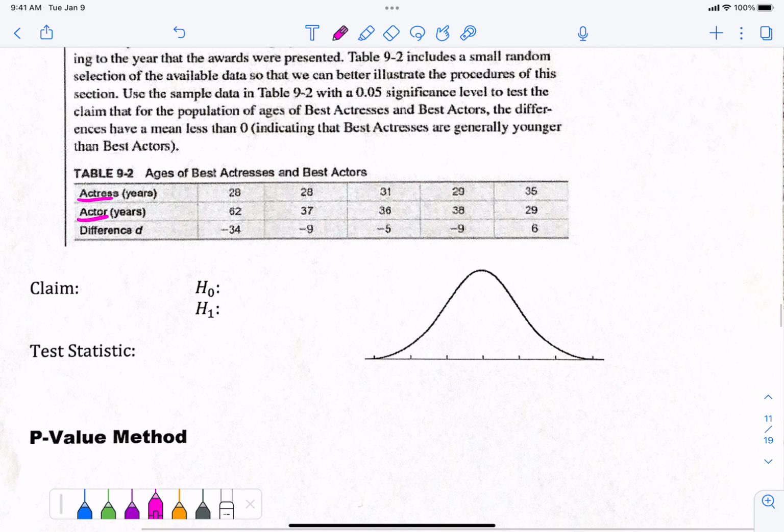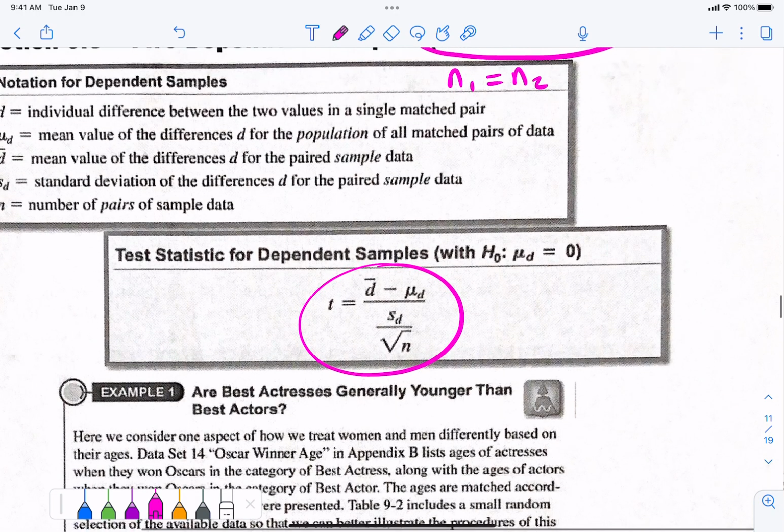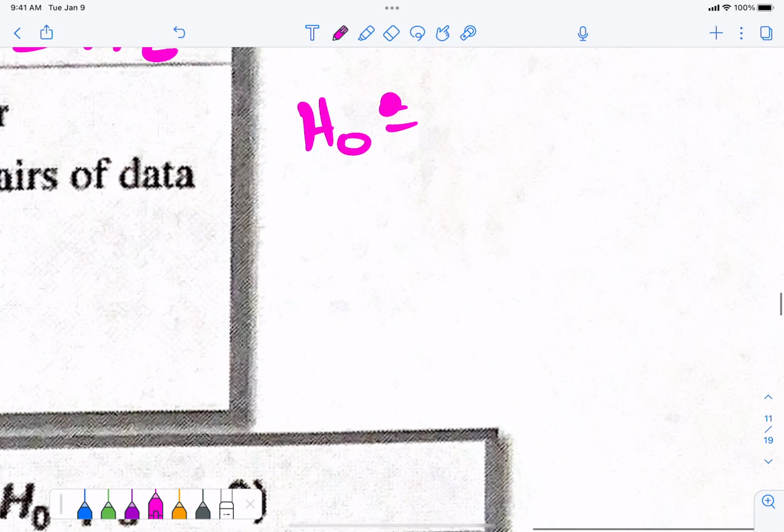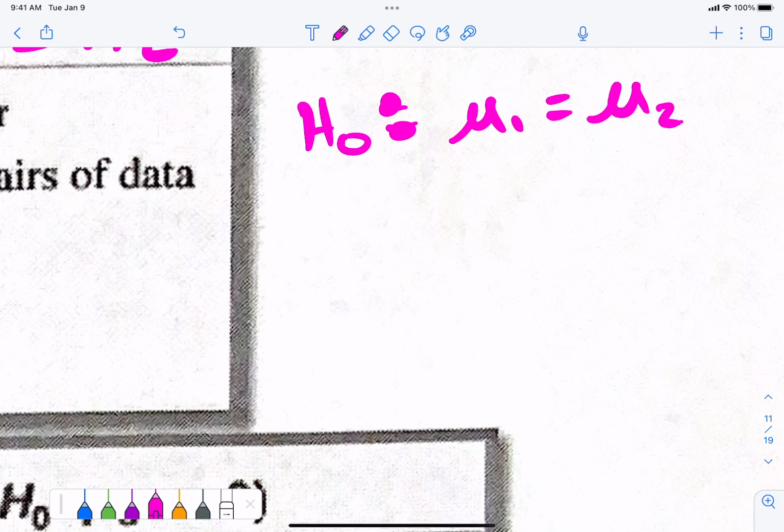When we go to do our hypothesis testing, let me write this over here. H naught: we always say that mu1 is equal to mu2, okay? Now, instead of saying mu1 equals mu2, when we do matched pairs, we're going to say the same thing but a different way. We're going to say that mu d is equal to 0, okay?